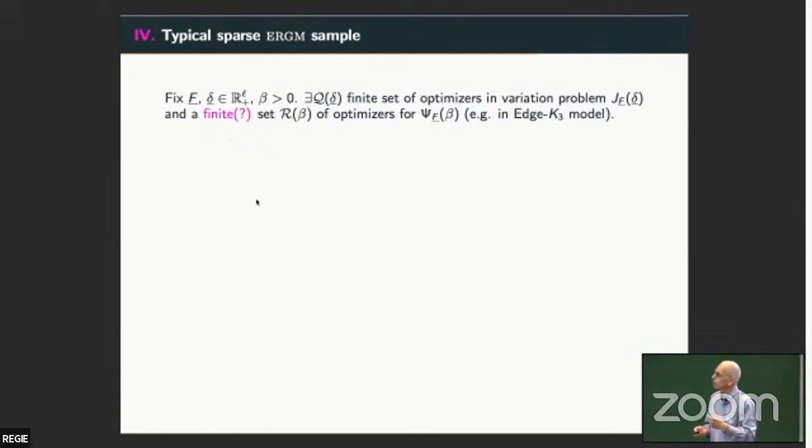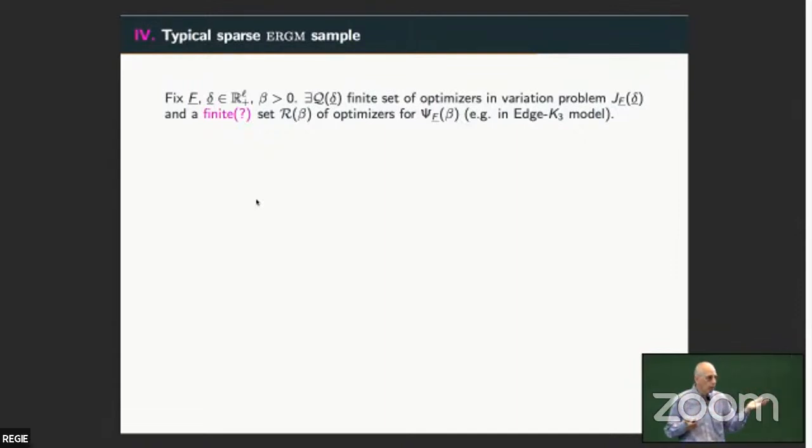Okay, so what is the conclusion about the typical structure of the Erdos-Renyi exponential random graph model? In this story of the exponential random graph model, I remind you, I have a collection of patterns, a vector F. I have a collection of parameters, a vector delta. I have a positive parameter, beta. Then there is the variational problem that I mentioned. I didn't try to use it, but this variational problem has a certain set of optimizers, and the set of optimizers is finite. This we can prove. There are only finitely many optimizers.